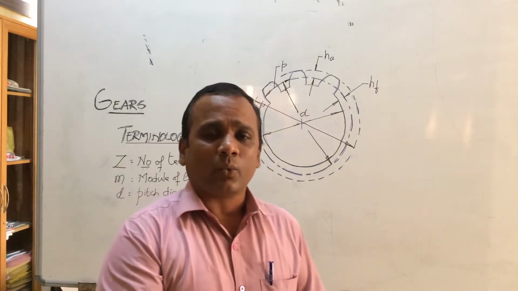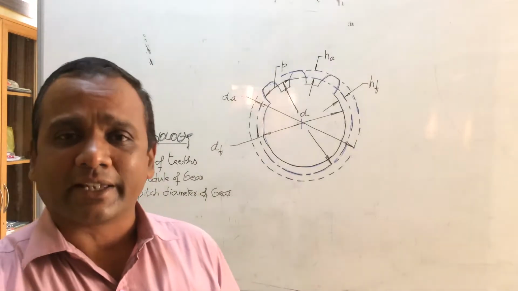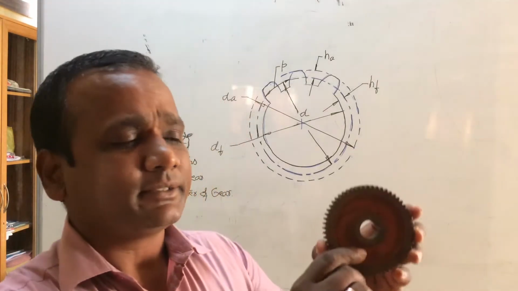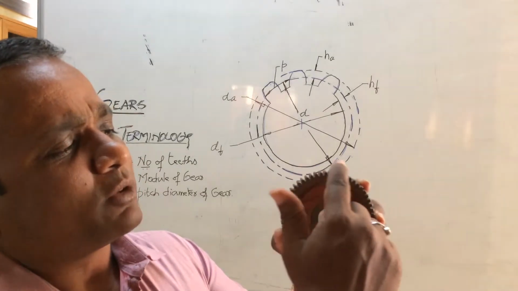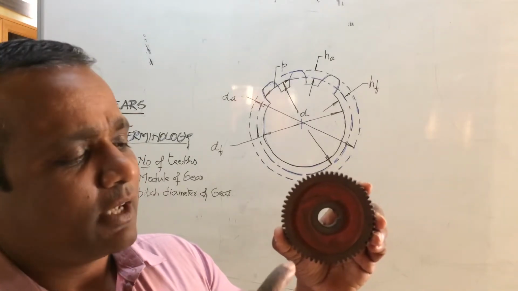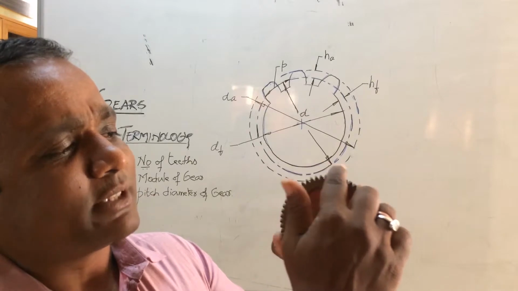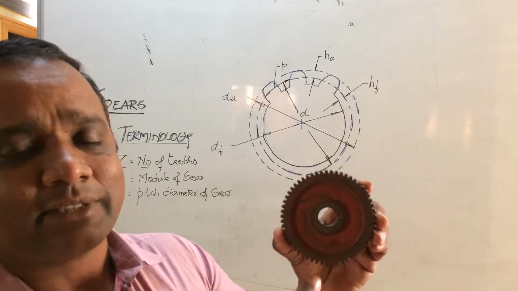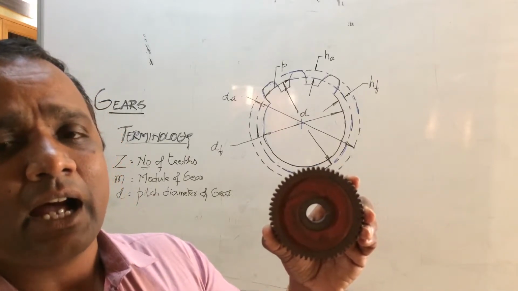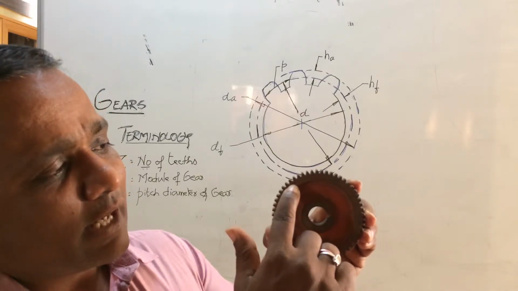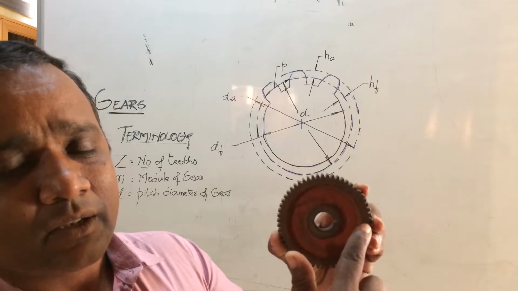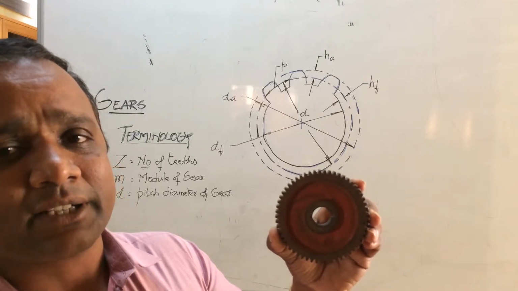Anyway, coming to the terminology of a gear, what you see over here is a gear. If you take the outer periphery above the teeth, imagine a circle drawn over the teeth. That circle is called the addendum circle. And the circle that is drawn at the base of the teeth, we call that circle the dedendum circle.